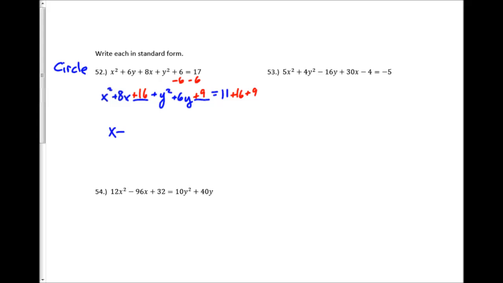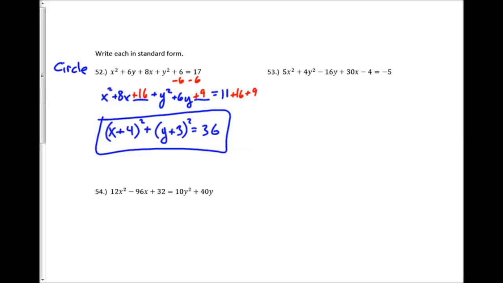This factors into an (x plus 4) squared. The y values factor into a (y plus 3) squared. And when I add all this up over here, it looks like it gives me a 36. And that's it. That's the equation of a circle. I don't need to bother dividing by the 36 because I know this one's a circle, and it's just equal to r squared.